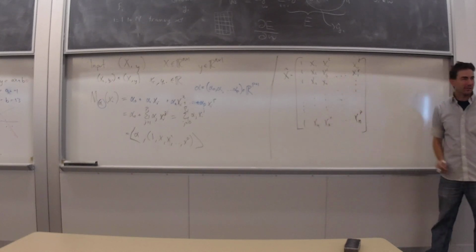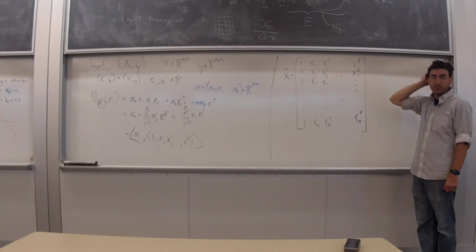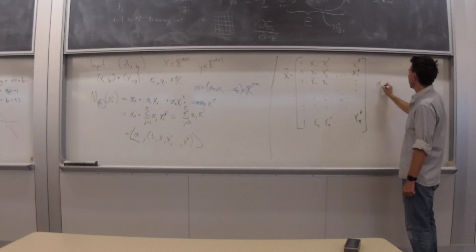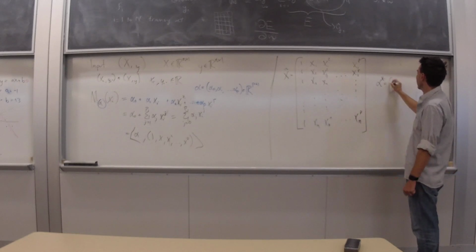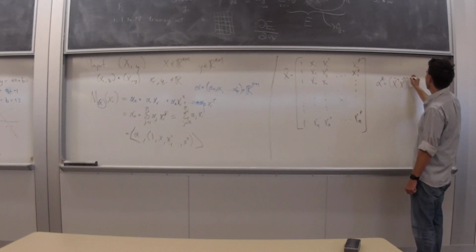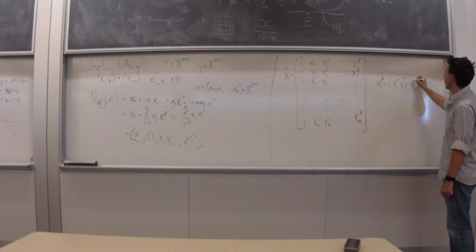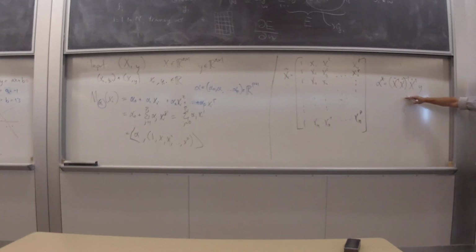Okay, so now I have my x tilde matrix, and y is the same vector as before, and alpha star is then going to be x tilde transpose x tilde, inverse, x tilde transpose y. Okay, same solution as before.